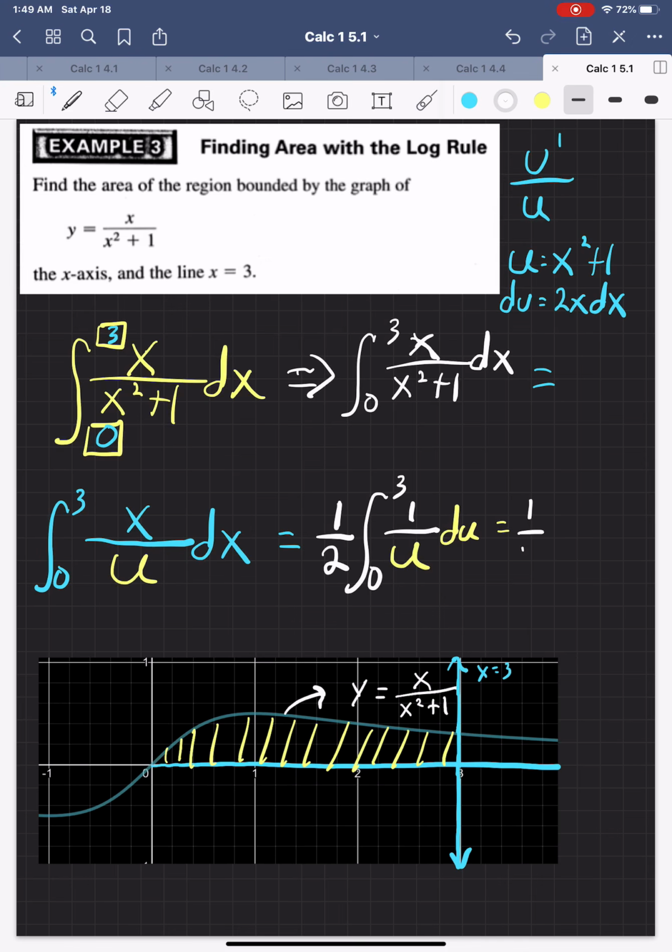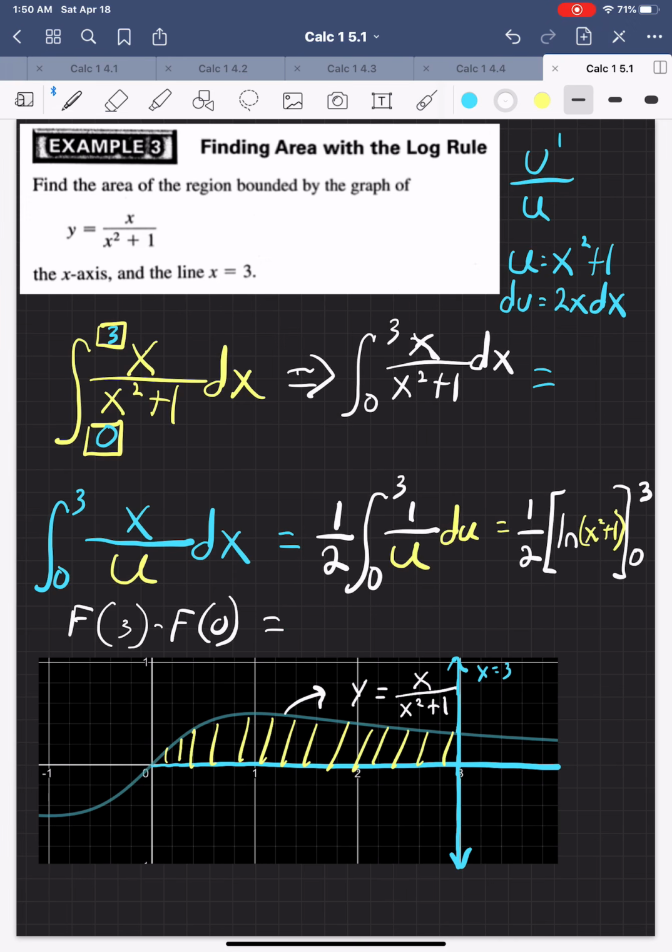So that would be 1/2 ln of, I'm going to go ahead and put x squared plus 1 back in, right? This is u. I got to put that back into x squared plus 1 form. So you go ahead and do that now. X squared plus 1. And since this is definite integration, I don't need the plus c, right? Because it's going to disappear. And I need to go from 0 to 3. All right. So f of 3 minus f of 0.